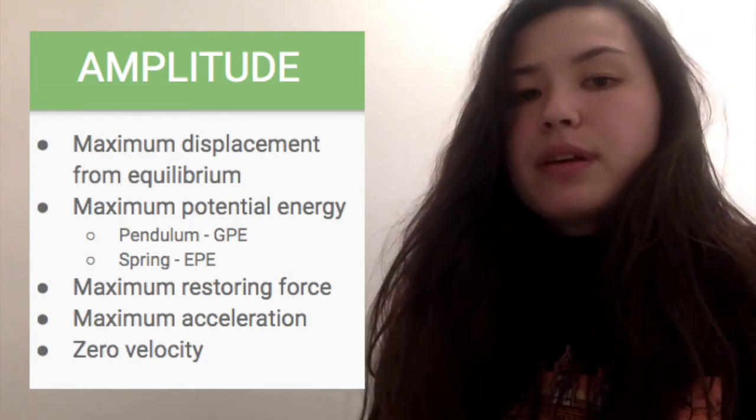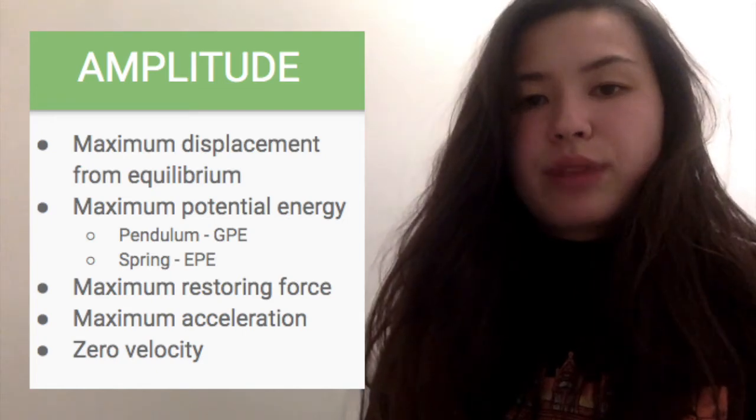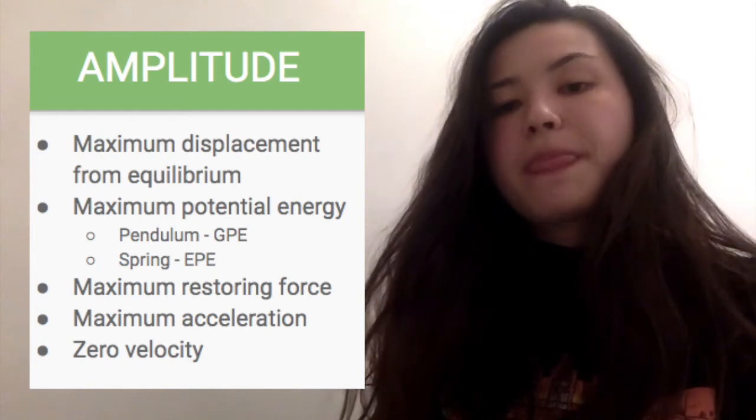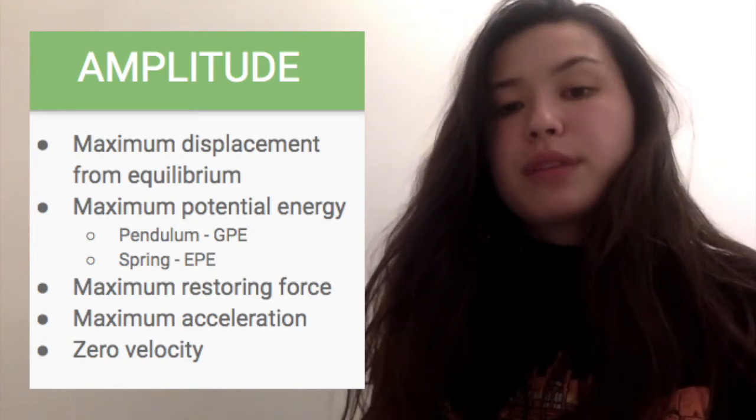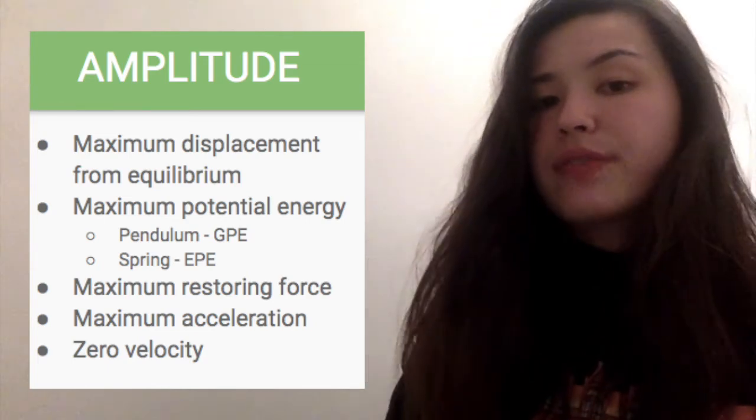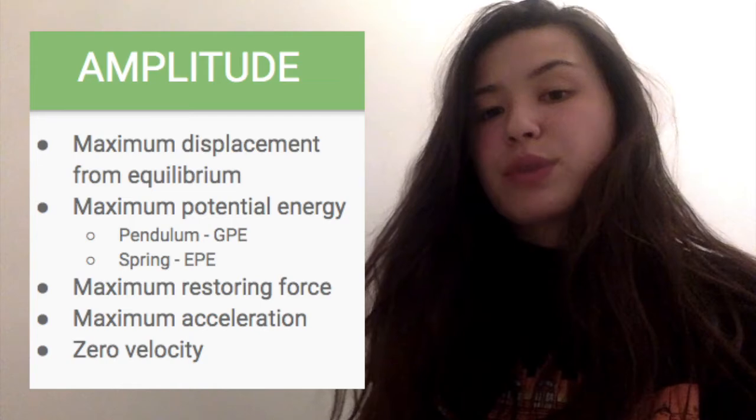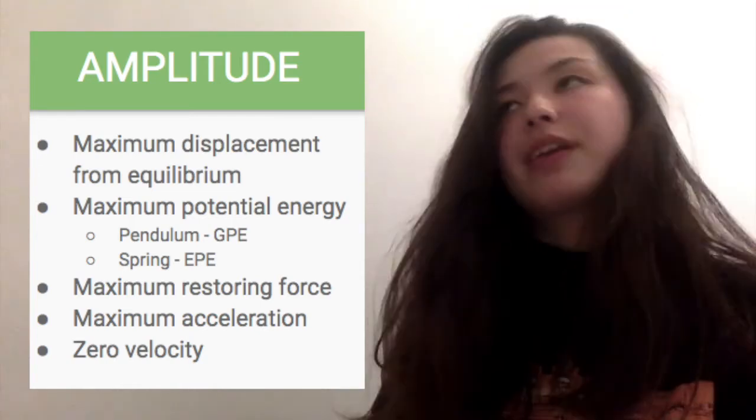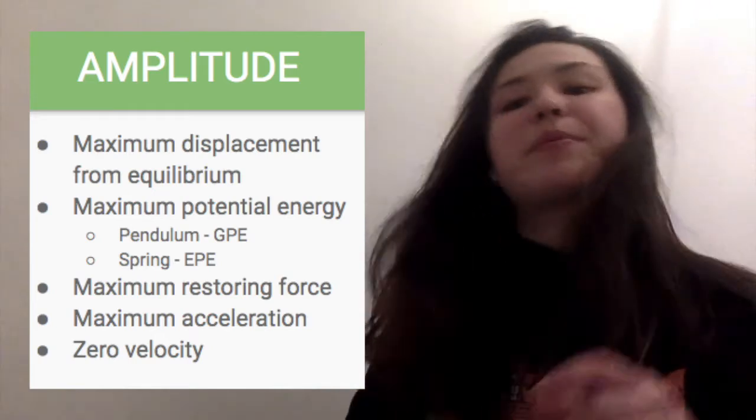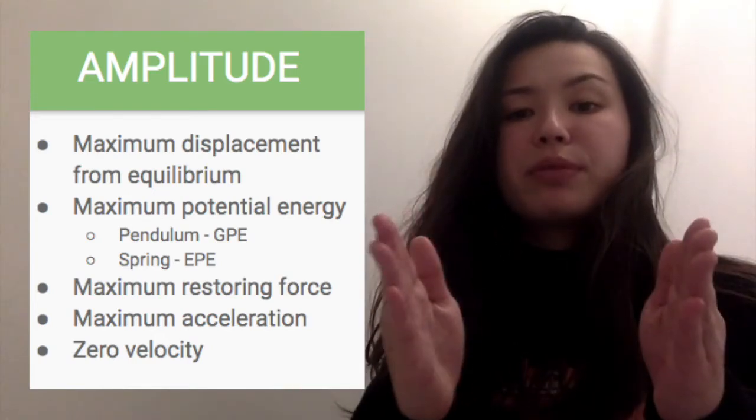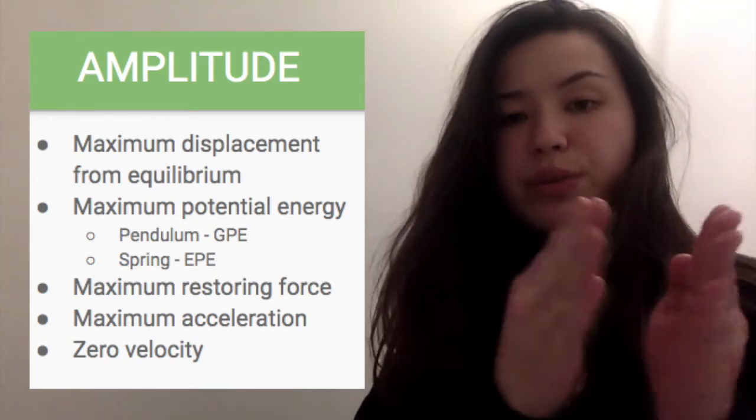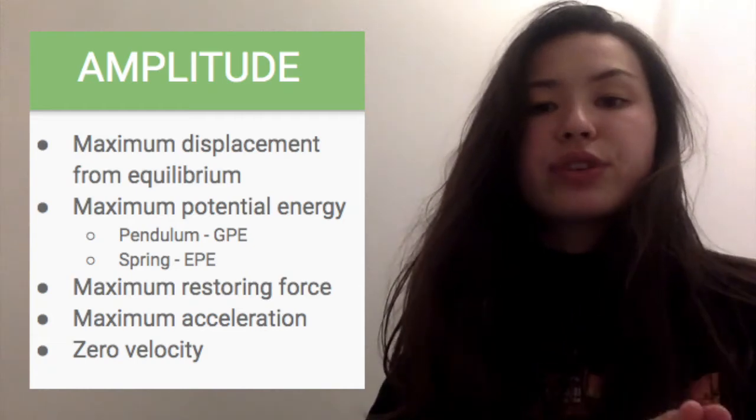If we think about how we define potential energy, in the case of a pendulum, we'd be thinking about gravitational potential energy. And in the case of a spring, we'd be thinking about elastic potential energy. For gravitational potential energy, wherever you have the most height is where you're going to have the most GPE. And if we think about EPE, that's where we're going to have the most compression or stretch of our spring. If we scrunch the spring up more, that's going to give it more elastic potential energy.